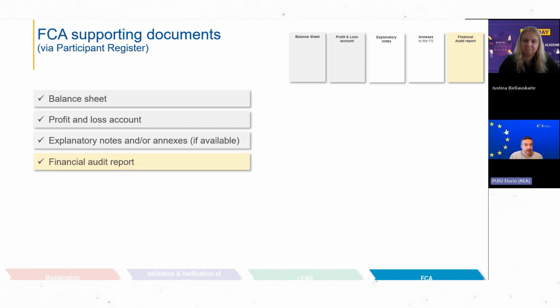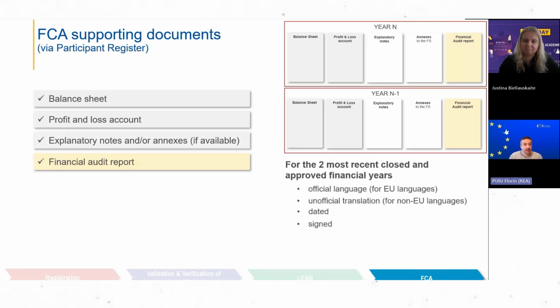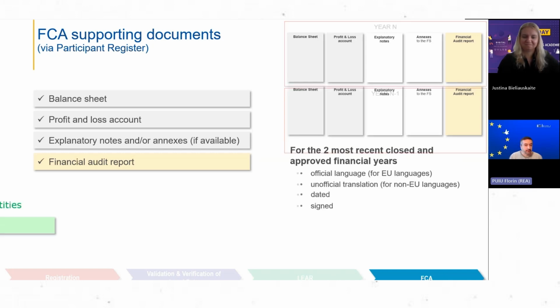The process is straightforward. We will request this type of documents for 2 years, for the two most recent closed and approved financial years. In the official language, you don't have to translate them if we are talking about the EU languages, or provide us an unofficial translation for non-EU languages. You date and sign the documents and you provide them to us via the participant portal.